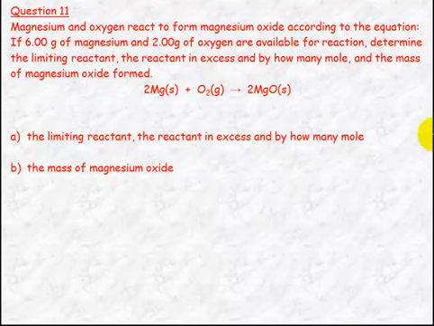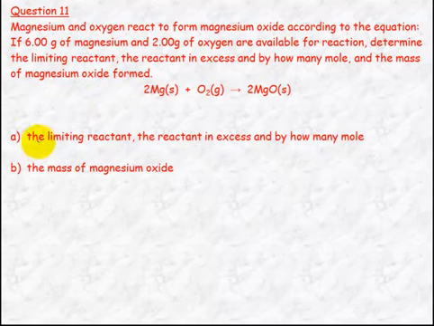So let's look at the question. Magnesium and oxygen react to form magnesium oxide according to the equation here. 2 magnesium react with oxygen to make MgO, and there's 2 of the magnesium oxide. If 6 grams of magnesium and 2 grams of oxygen are available for the reaction, determine the limiting reactant, the reactant in excess, and by how many mole, and the mass of the magnesium oxide formed.